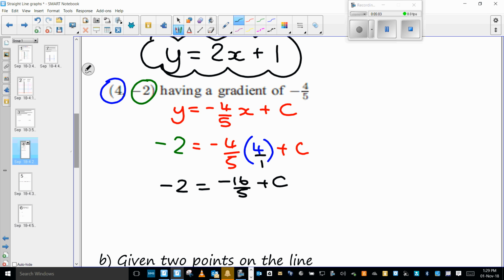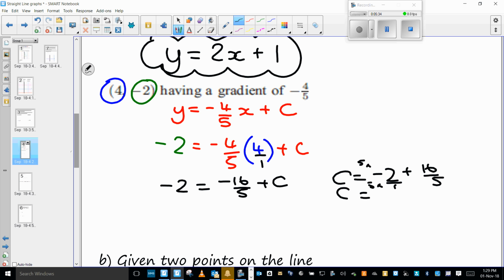And then c, what do we do to get c on its own? You're going to add 16 over 5 to both sides, yes? So it's going to be negative 2 plus 16 over 5. This has a denominator of 5, so we want the first value to have a denominator of 5. So what do we have to do? We have to multiply both top and bottom by 5.